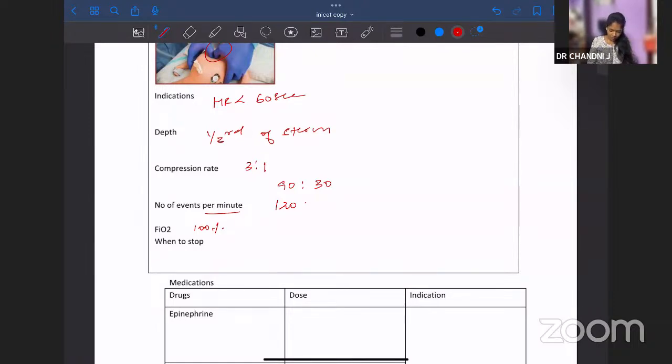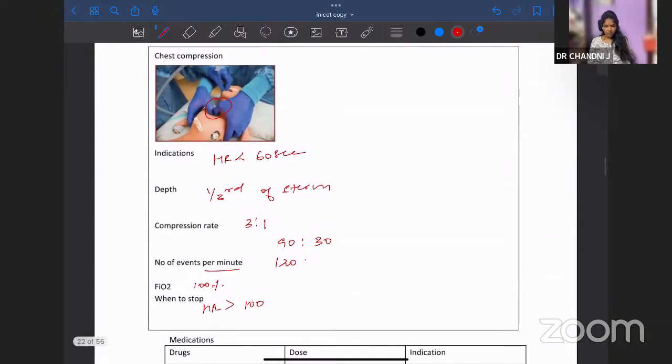Okay? So when to stop? When heart rate is more than 100, you stop chest compressions and continue with ventilation alone. Okay? So this is about chest compressions.